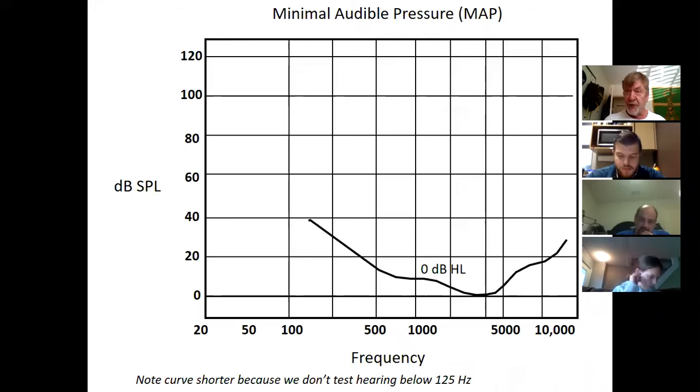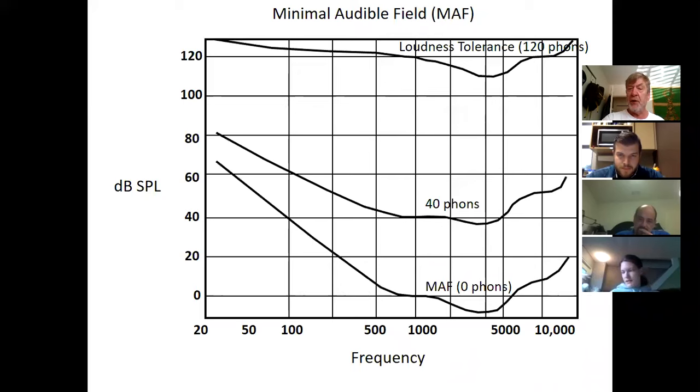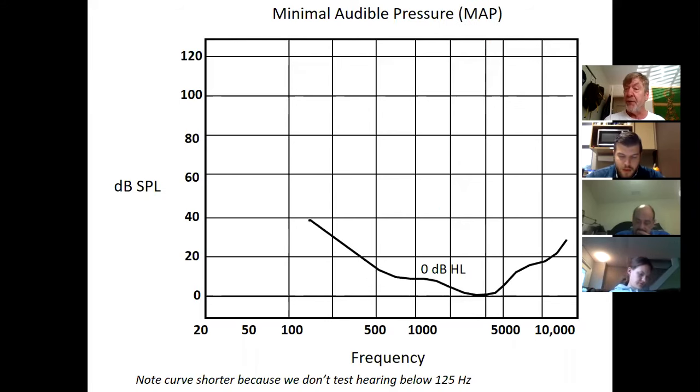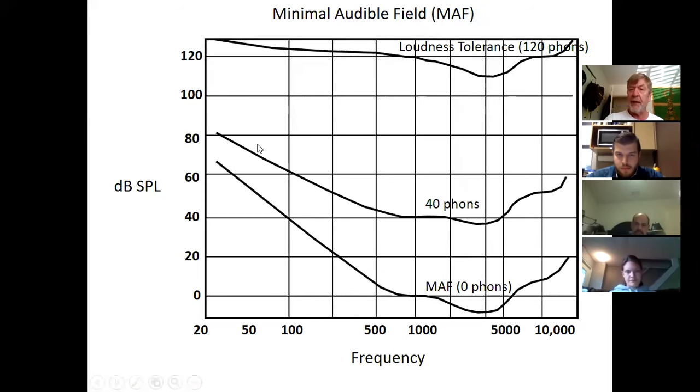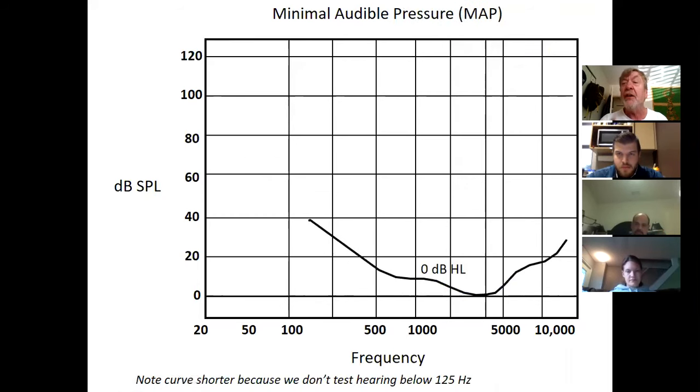Now, two ears are better than one. So look at MAF. Look at the curve. See how it dips below zero? When you look at MAP, there's two things you're going to notice. MAP, the whole curve went up. But secondly, it lost its big tail out here. Look where my cursor is. All that's gone. You know why? Because we don't test below 125 hertz on an audiometer.